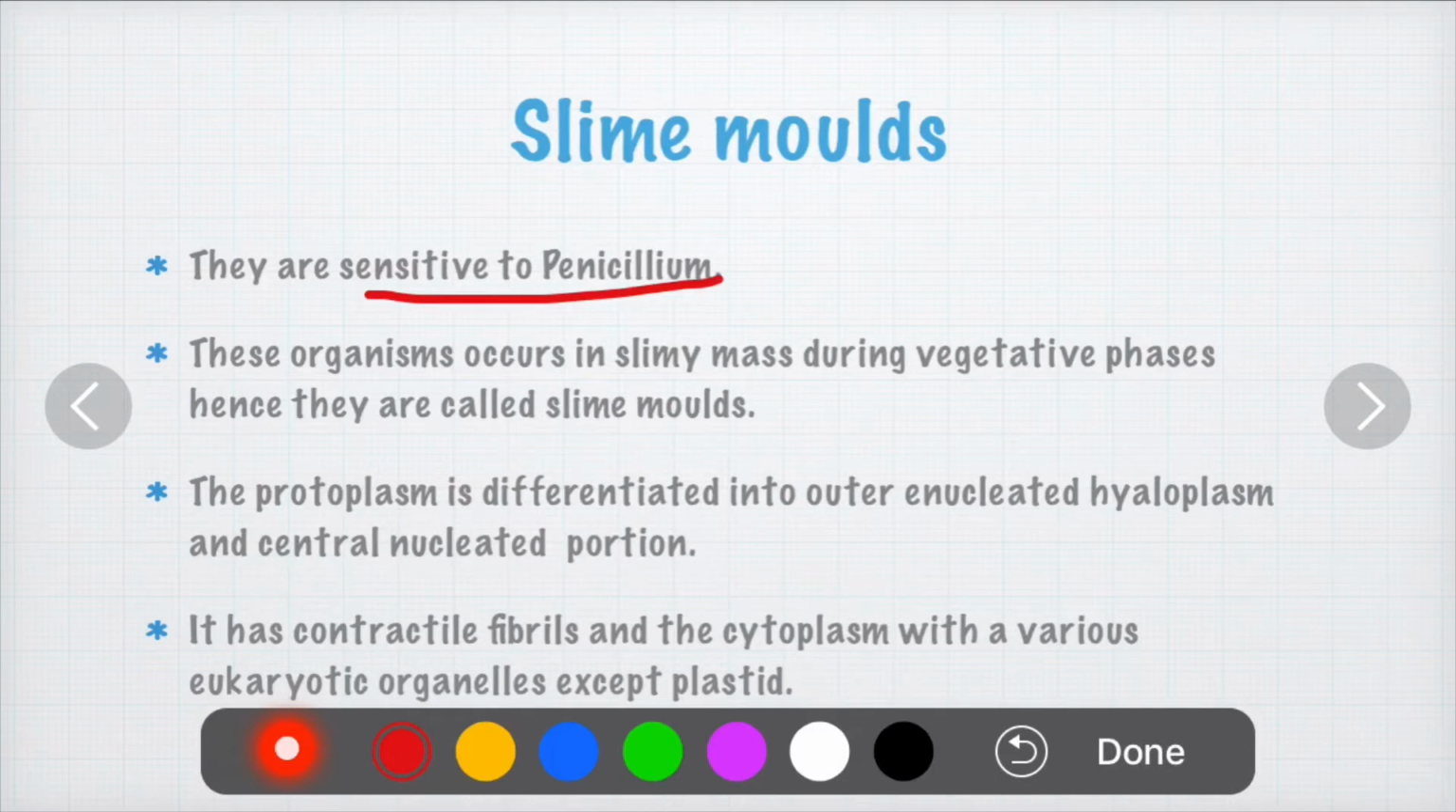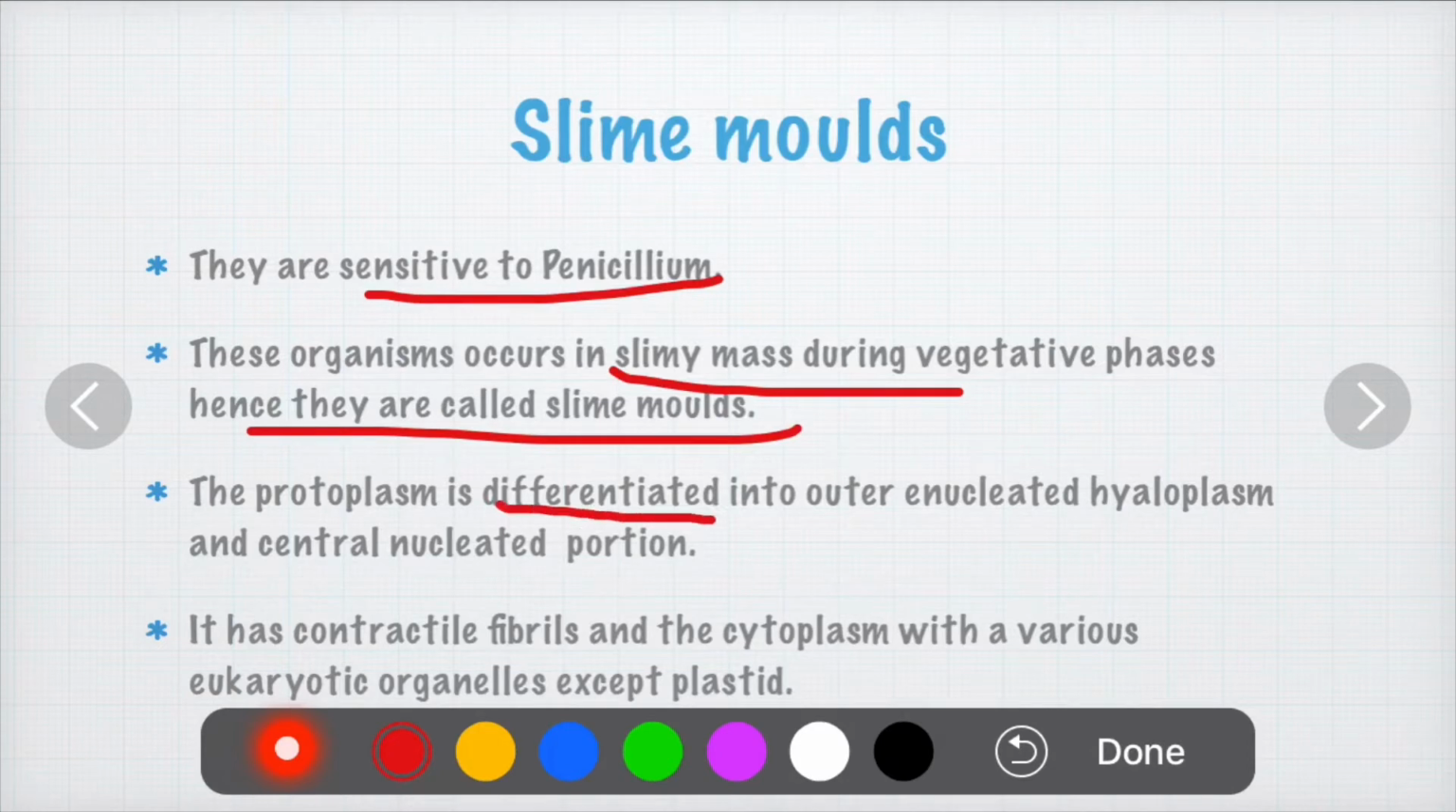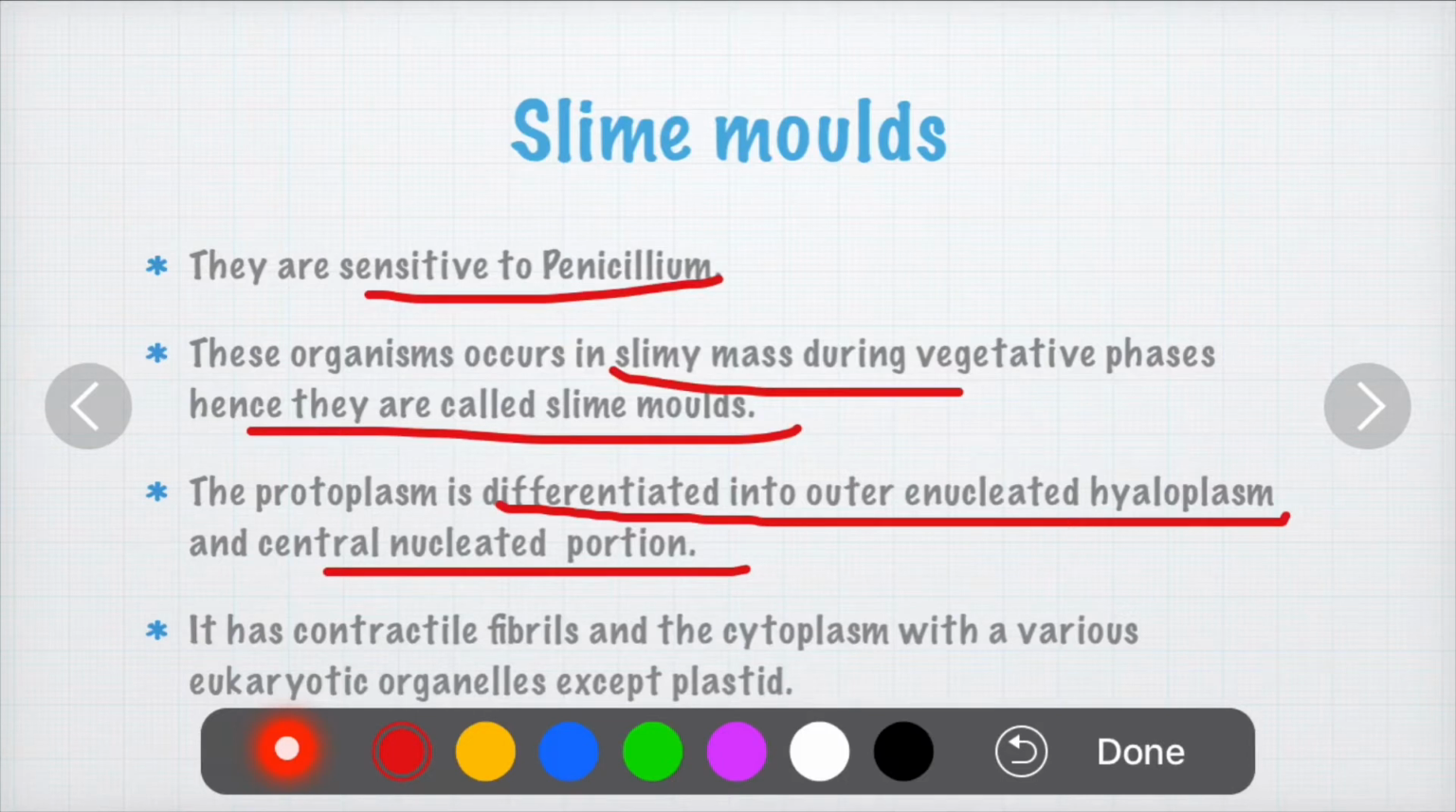During their vegetative phase, they occur as a slimy mass, that's why the name slime molds. The protoplasm of the slime molds is differentiated into two portions, the outer enucleated hyaloplasm and the central nucleated portion. It has contractile fibrils and cytoplasm. It also includes the organelles present in a eukaryotic cell, except plastids. So plastids are not present in slime molds.